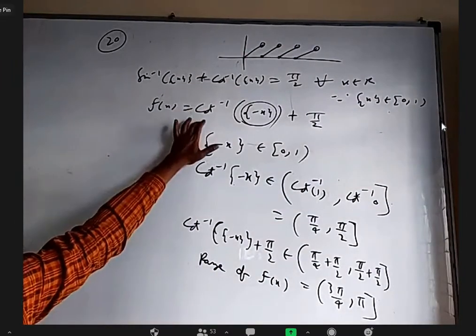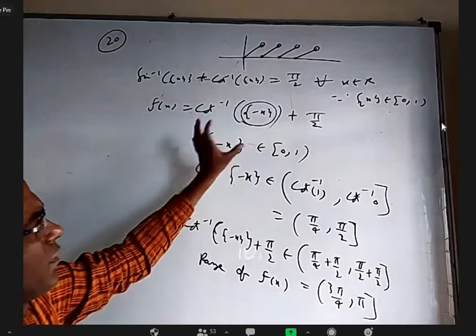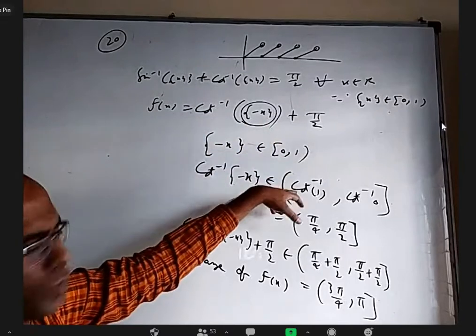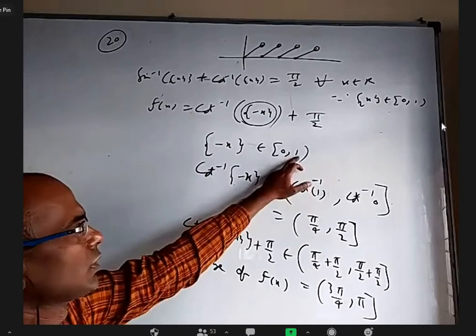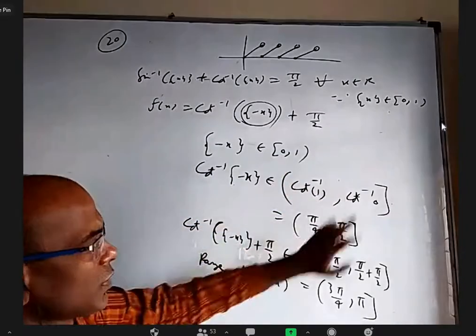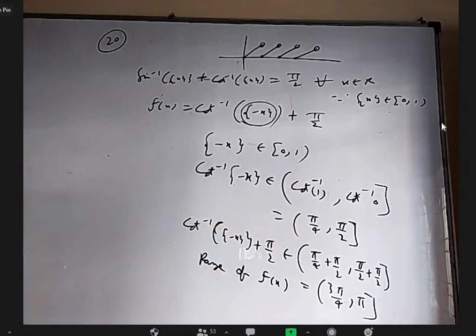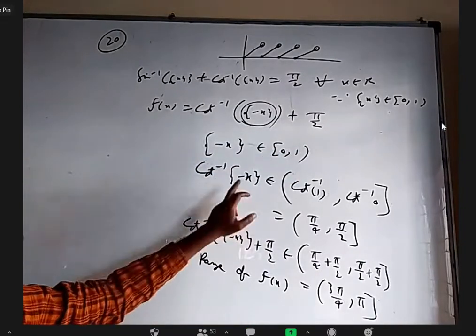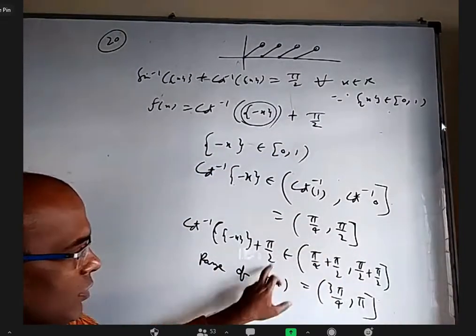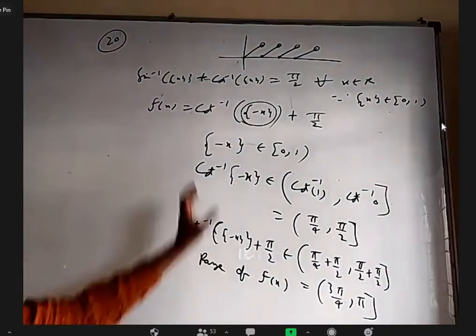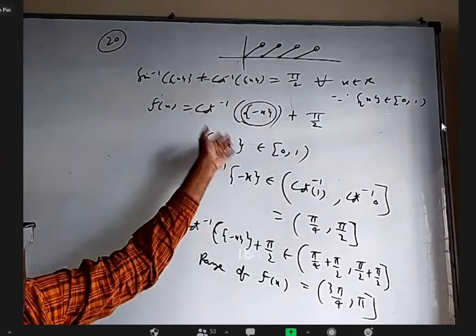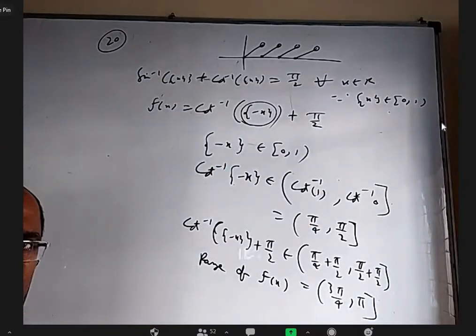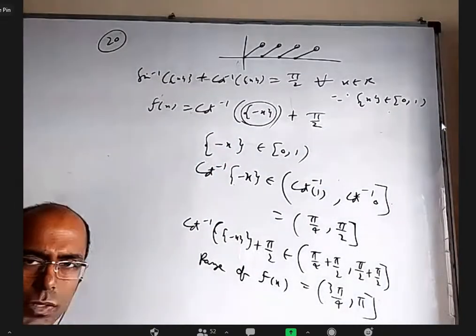Now, how to find the range? This is a fractional part of symbol. Fractional part of whatever you take is between 0 to 1. When you apply cot inverse, because it's a decreasing function, it will be between cot inverse 1 to cot inverse 0. That is pi by 4 to pi by 2. Then I have to add pi by 2. If I add pi by 2 here, I have to add pi by 2 here, pi by 2 here. So I added pi by 2 everywhere. So this alone is between 45 to 90. By adding 90, it will be between 135 to 180. Is it okay? Yes, sir.